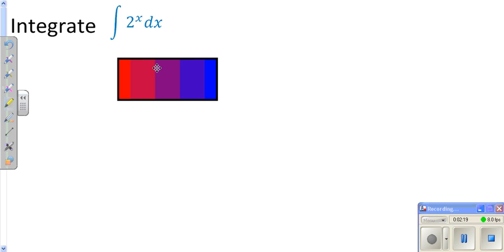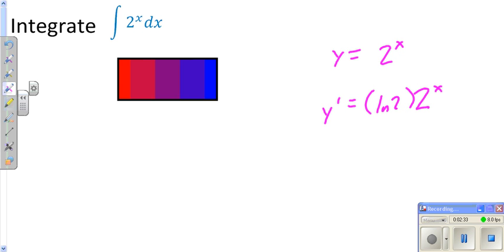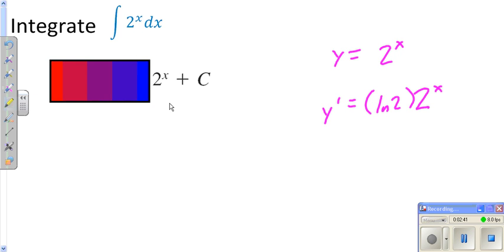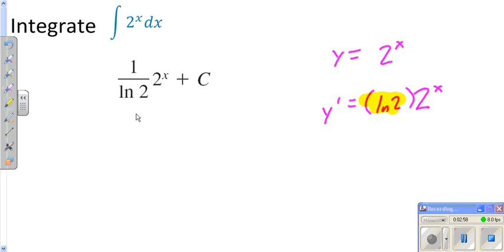Here we need to integrate. Well, remember, if you were looking for the derivative of this, your y prime would be still your 2 to the x, but it would be multiplied by the natural log of 2. Now, if you're working backwards, you're still going to have a 2 to the x. Remember, since it's an indefinite integral, you have to have a plus c. But since we're integrating, we'd have to think, okay, if we were doing the chain rule, we'd have this. So you got to think, okay, what would undo that? Well, that's just 1 over our natural log of 2. So that's our integral.